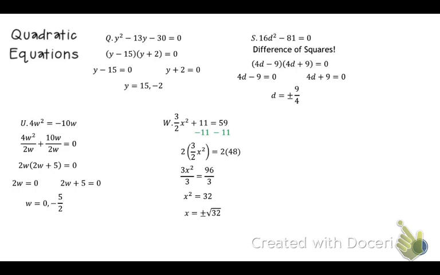Square root both sides, so you get x equals plus or minus the square root of 32. So when you're solving and you have a number, you have to put that plus or minus, which is going to be 4 square roots of 2 when you break it down.